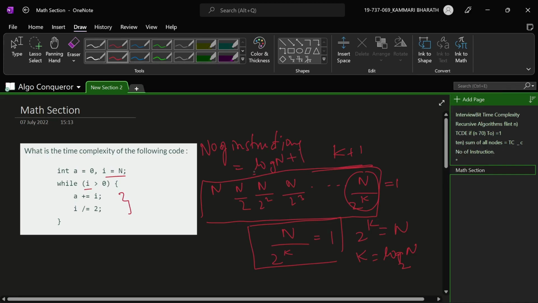And in order to get the Big O notation, what should you do? Remove the constants, and it is big O of log n. Let's move on to the next question.